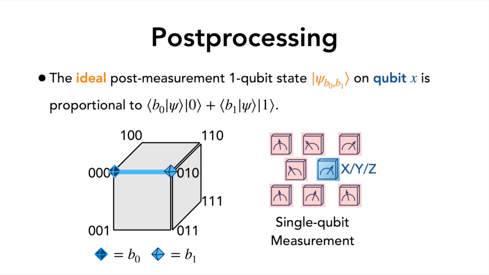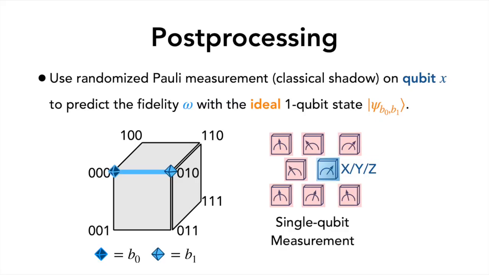And by performing this randomized basis measurement on the qubit that we've chosen, we can use this formalism called the classical shadow formalism that we developed 4 or 5 years ago to check whether the one qubit state in the real world is close to the one qubit state in our mind. Checking whether a one qubit state in the real world and one qubit state in our mind are close is very easy. And that's what we're doing here.